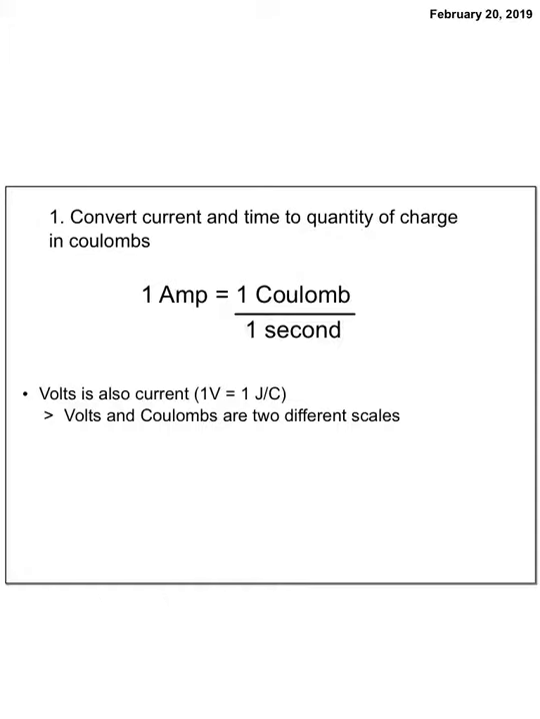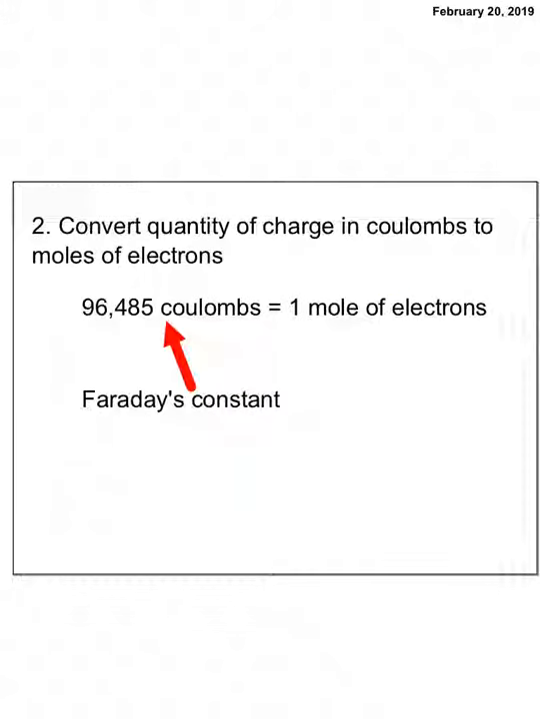And so what you need to know is that 1 amp is equal to 1 coulomb per second. Volts is also a way to measure energy. We saw 1 volt is 1 joule per coulomb. Great, just different scales, so depending on what they give you for the problem. We used this one more when we were doing our Gibbs equation, delta G equals negative nFE, just so that we could get delta G in joules. Cool. We're probably going to use this one more for electrolysis.